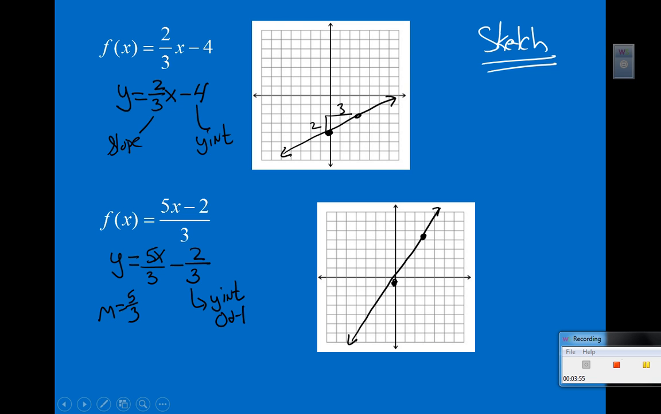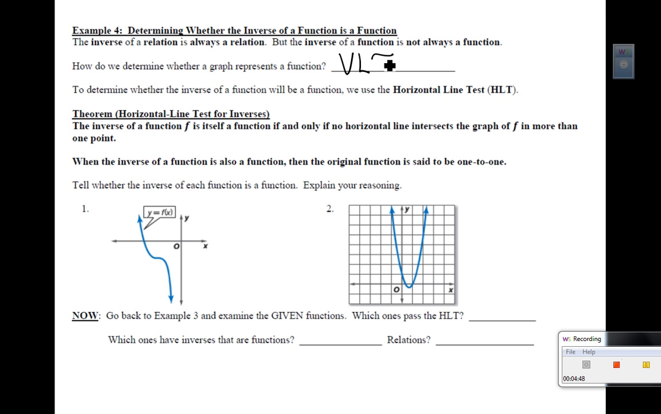How do we determine whether the graph represents a function? Remember last time when we did domain and range, we looked for the VLT, the vertical line test. So remember this, if our graph looked like this, we said yes, it was a function.